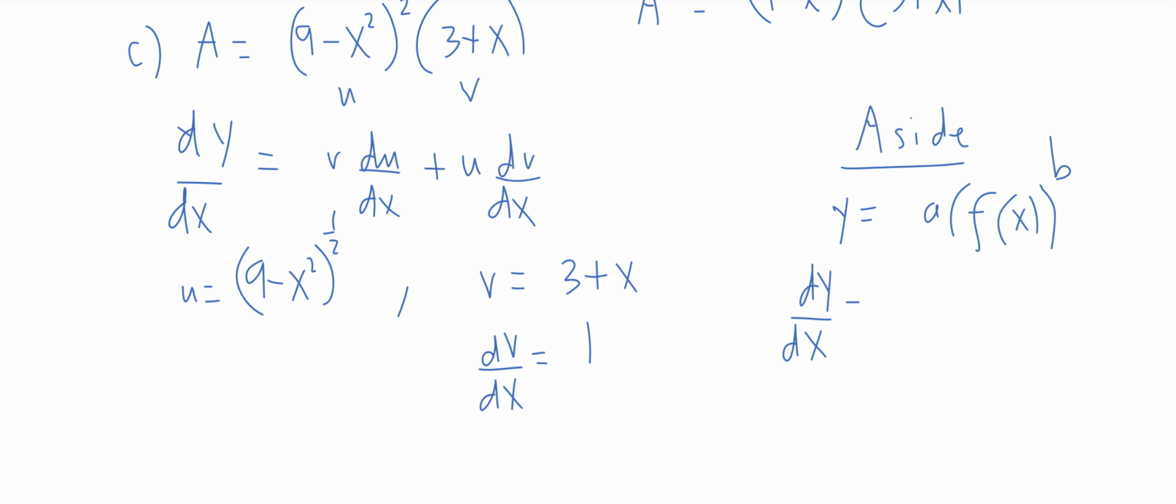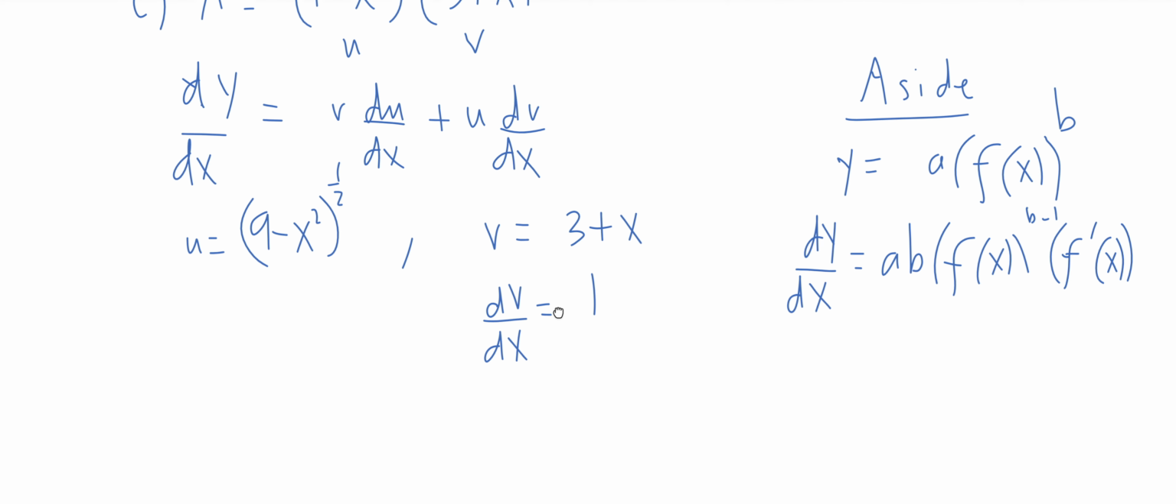So dy by dx equals ab, so a multiplied by b, multiplied by f of x unchanged to the power b minus 1, and then all of that multiplied by the first derivative of f of x, so multiplied by f dash x. This can always be used in place of the chain rule, unless the question specifically says that you need to use the chain rule to differentiate something. But if it doesn't say that, you can use this method, and this always works.